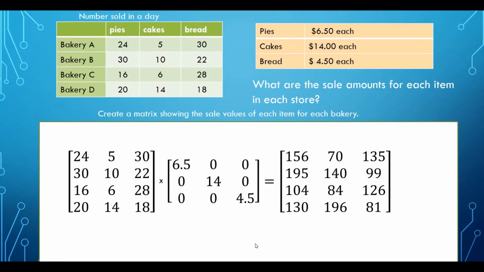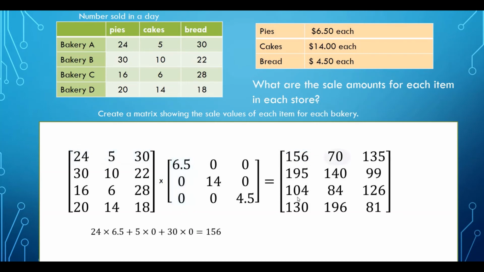We can check this. $156, which is in column 1, row 1, means I've multiplied row 1 by column 1. So therefore, when I'm doing it, only the 24 is multiplied by the $6.50, and the number of cakes and bread are multiplied by 0 to give us our $156.